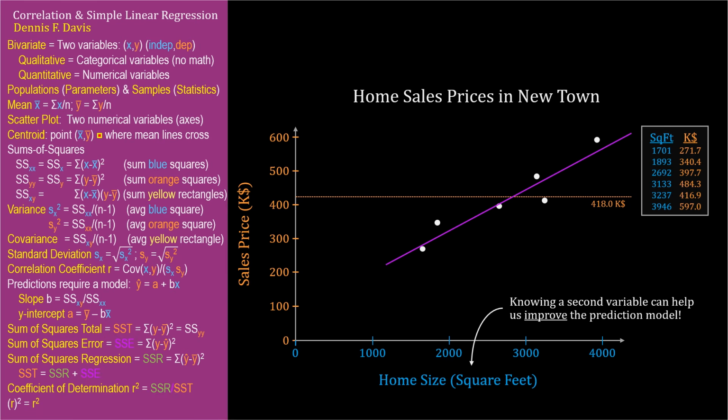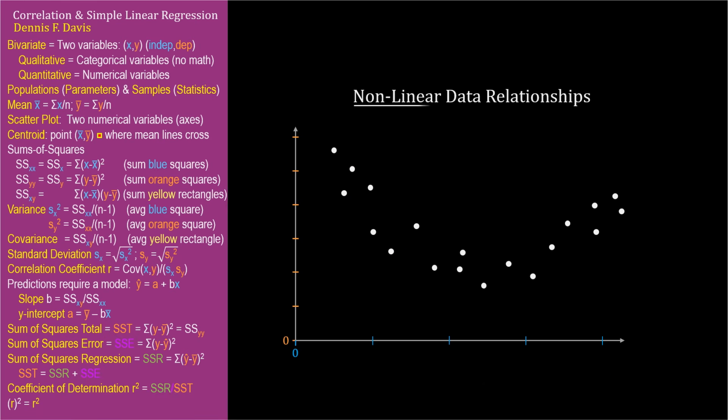It might help in understanding linear relationships to see a few examples of data that isn't linear. Here's a data set that's nonlinear. It looks like interesting data, but there's a clear curve, so a straight line would not describe this data very well, and a straight line model would result in bad predictions.